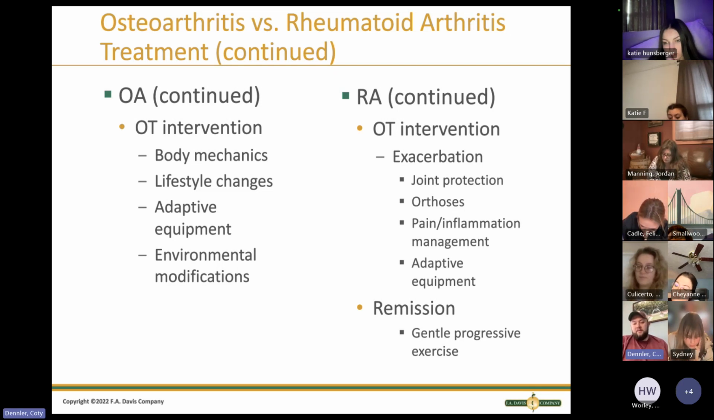We're going to teach them pain and inflammation management. Never use heat, ever. And then adaptive equipment as well.